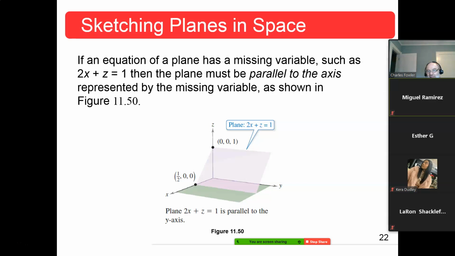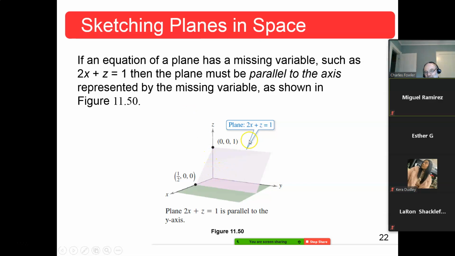If an equation of a plane has a missing variable, such as 2x plus z is equal to 1, then the plane must be parallel to the axis represented by the missing variable, the y-axis. Okay, and if this is your description of that, this plane is parallel to the y-axis. It doesn't intersect the y-axis anywhere, it's parallel to it. Okay, that's if you're missing a variable in the equation of a plane.